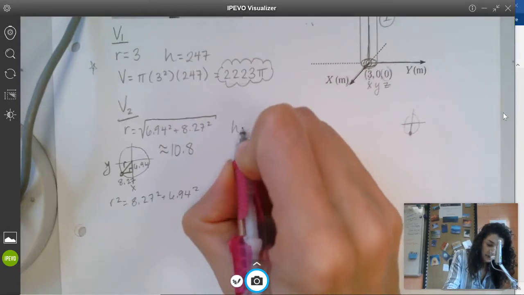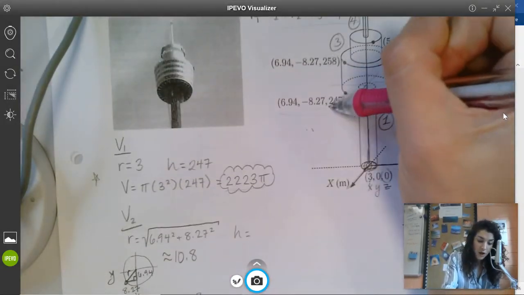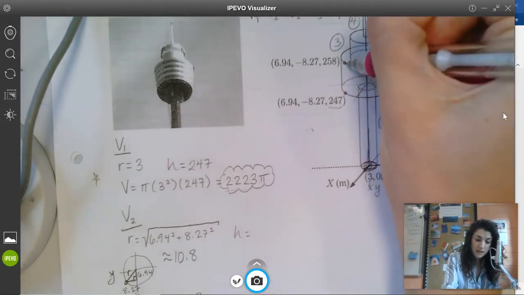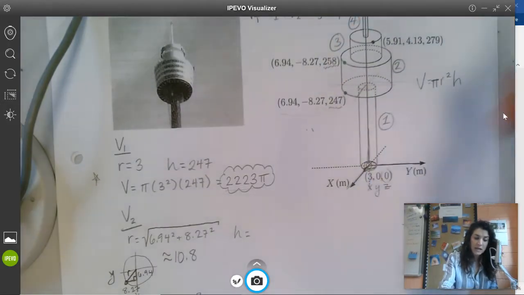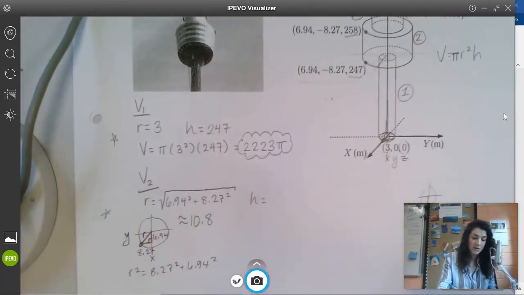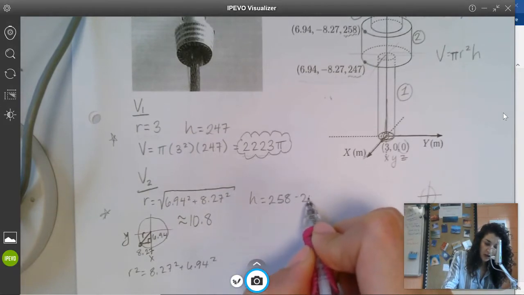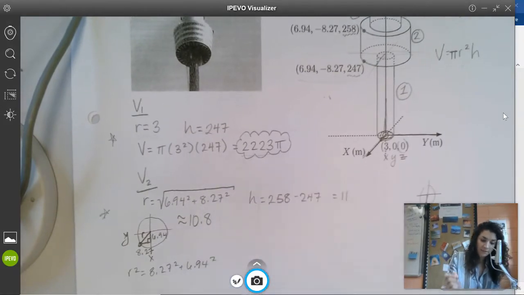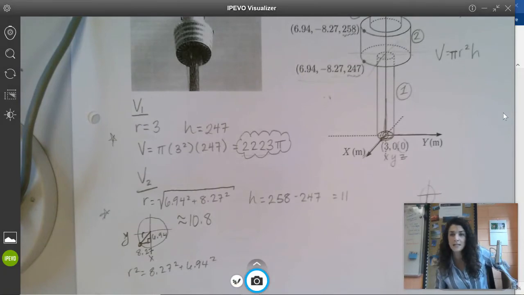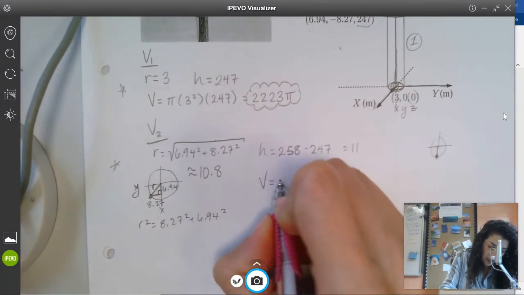The height. So the height of our next cylinder, we went from 247 to the top of this guy, 258. So if we went from 247 to 258, go ahead and tell me what the height is. All you need to do is subtract these two guys, and you get 11. 11 meters is the height of that second cylinder. So now I just get to plug it all in, put it all together.